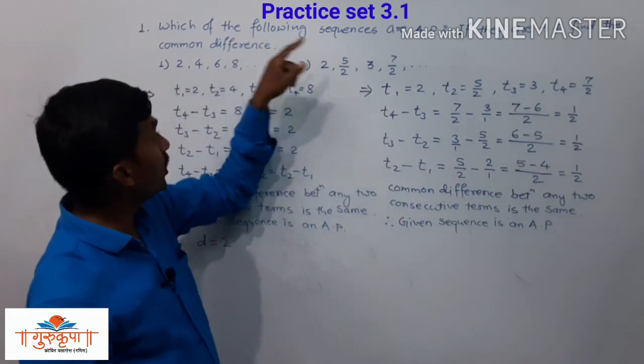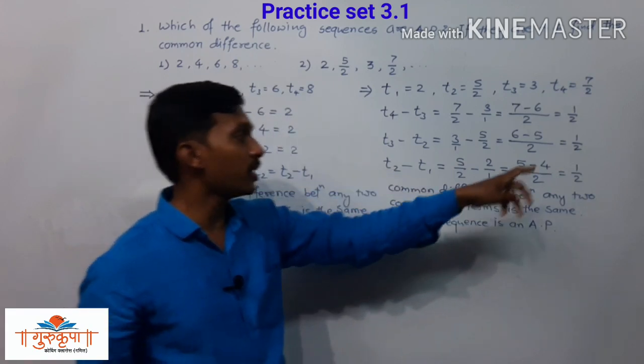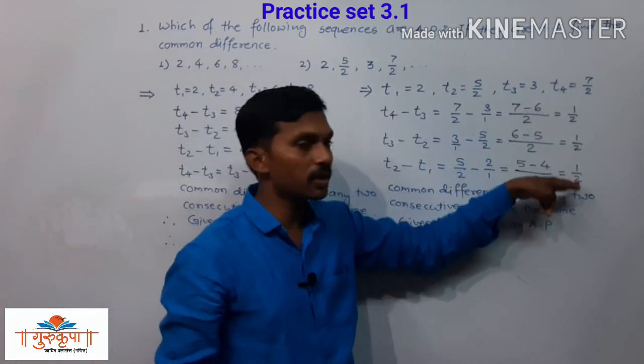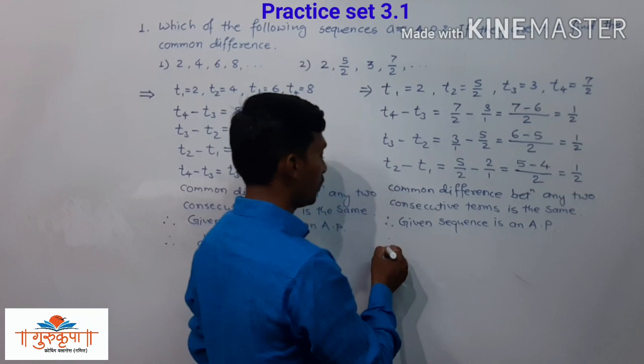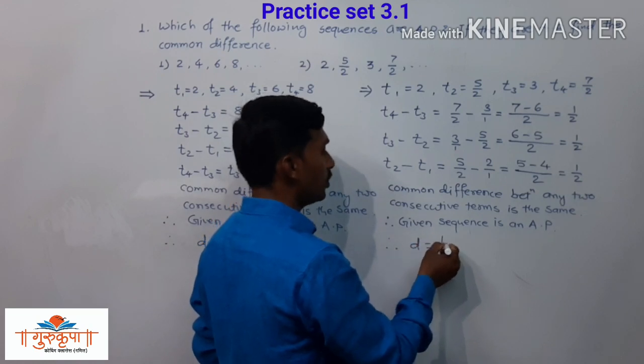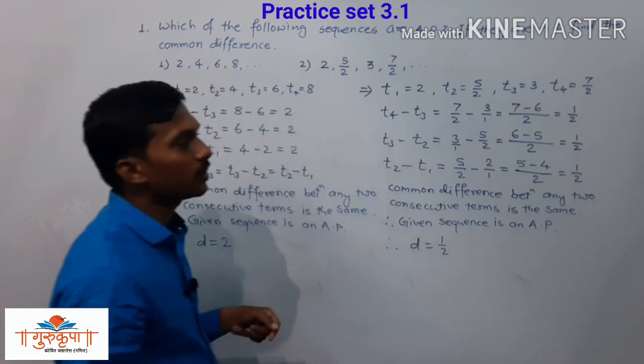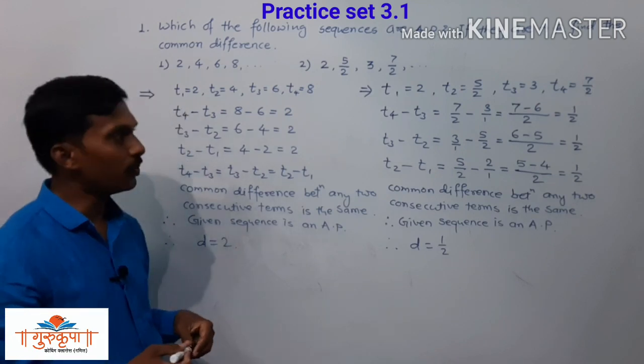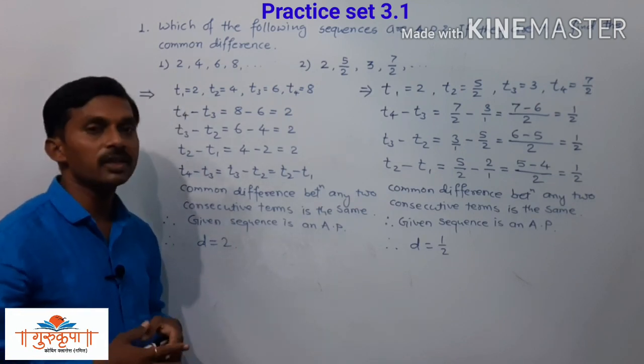And if it is an AP, then we have to find the common difference, and we know that this is the common difference, and D is equal to half. D is equal to half, that is the common difference we have to write, and it is 1 upon 2. So this is all about the second example.